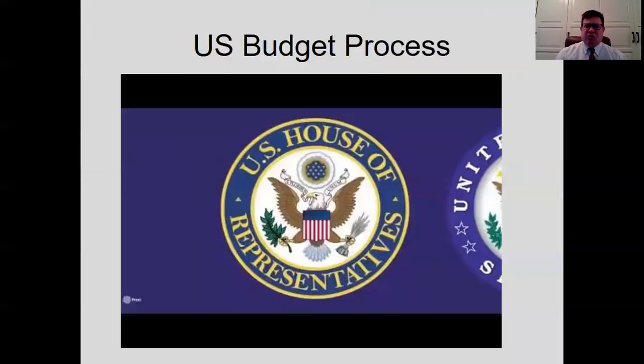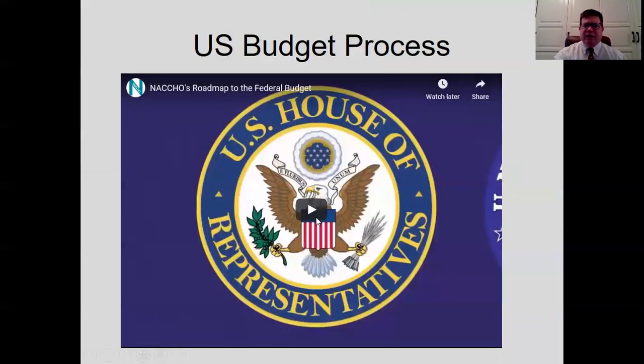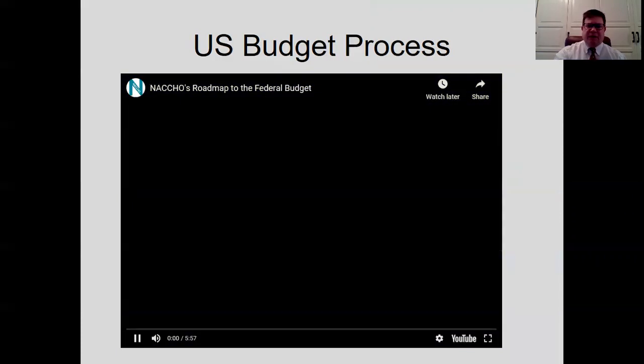So let's take a look at a pretty good overview of what this budget process looks like when we're not necessarily looking directly at the idea of the textbook definition of the budget. So this is from a national association that studies the budget for us.